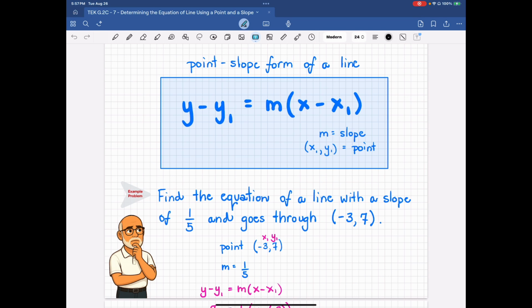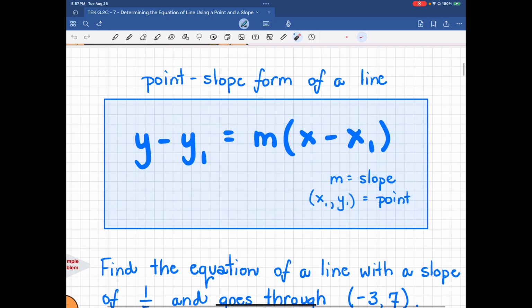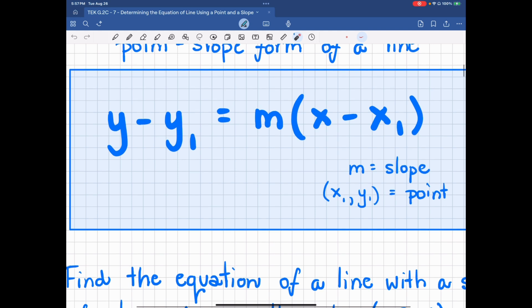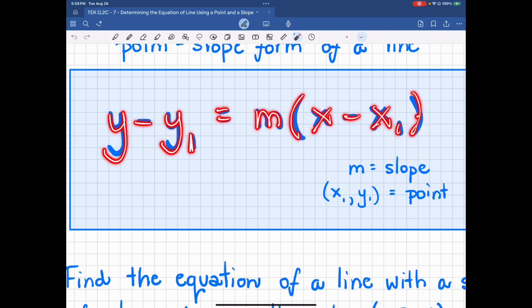We must first look at a new formula, and that formula is called the point-slope form of a line. The point-slope form of a line. So this equation is right here. It is y minus y1 is equal to m times x minus x1. And notice the parentheses around x minus x1.